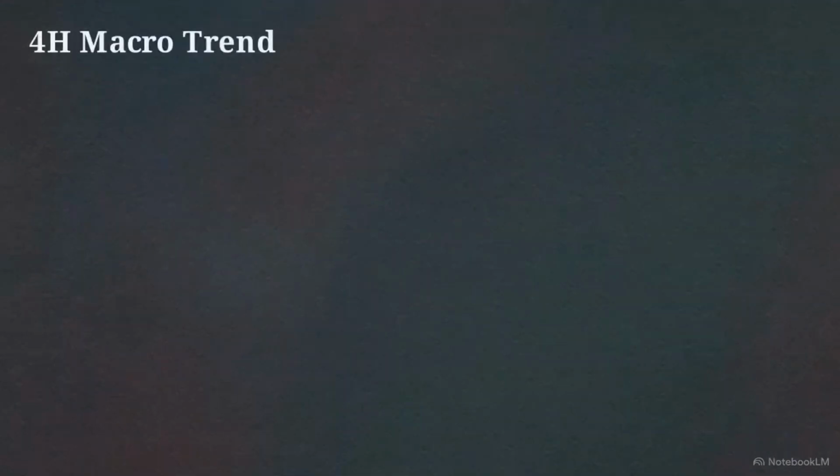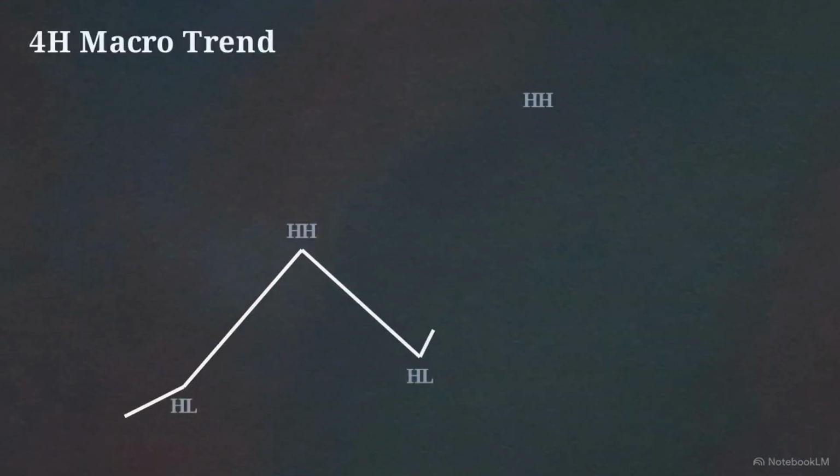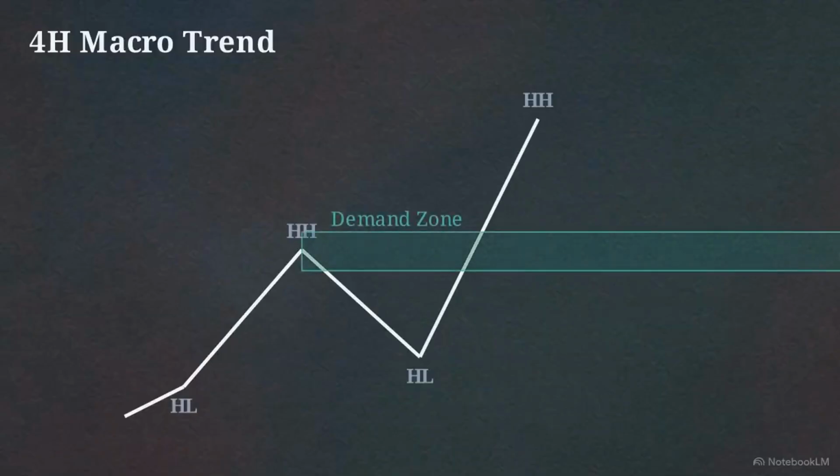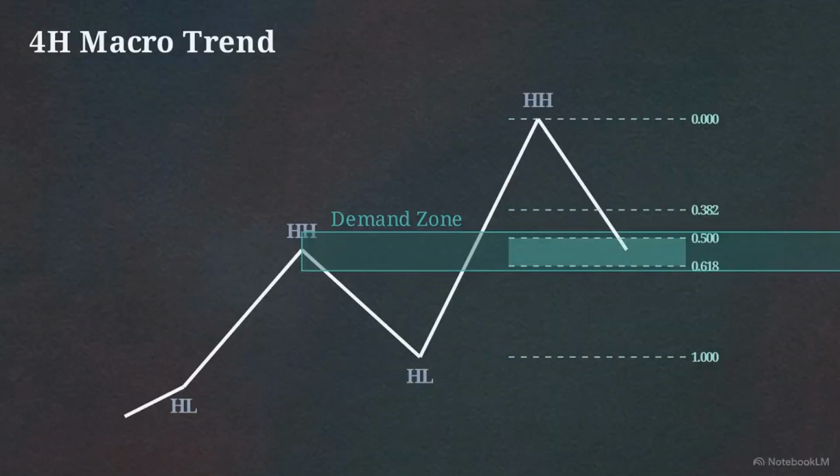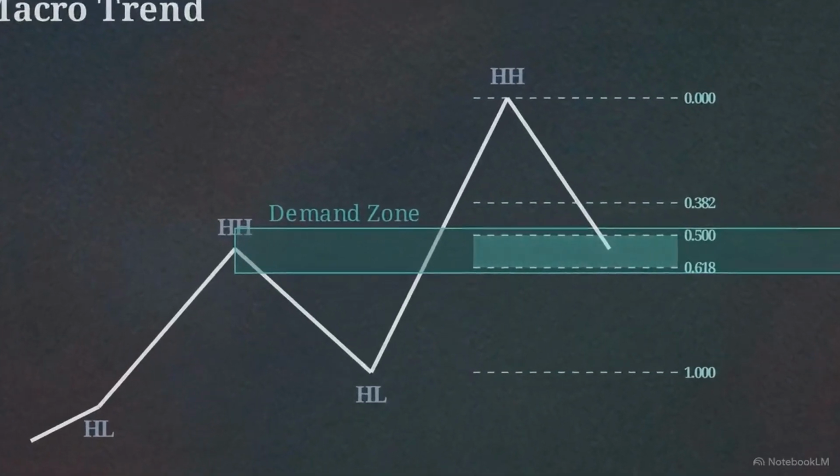To put these concepts into practice, we begin with the macro context. This 4-hour chart shows a consistent uptrend, with higher highs and higher lows. We map our area of value at the previous swing high and wait for a pullback. A Fibonacci tool shows the price has retraced into the 0.5 to 0.618 zone, which provides a logical area for buyers to re-enter. Dropping down to the 15-minute chart, we look for a trigger.